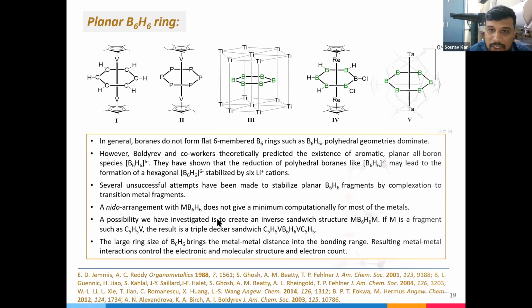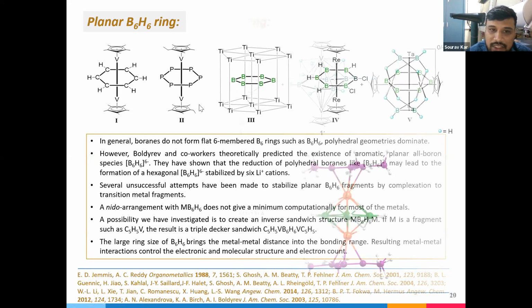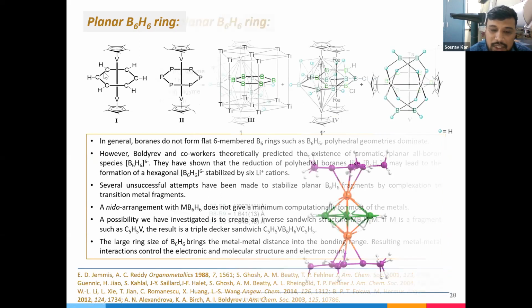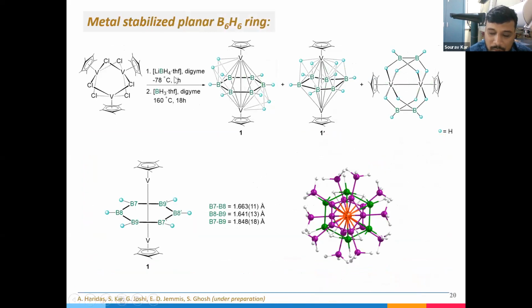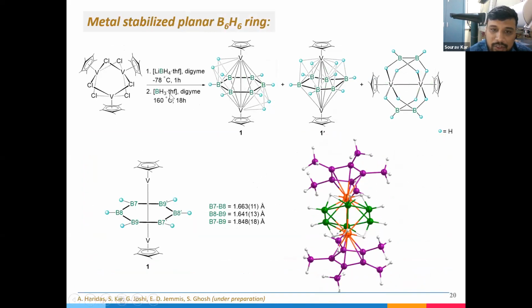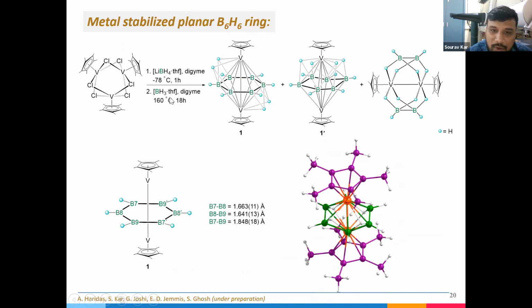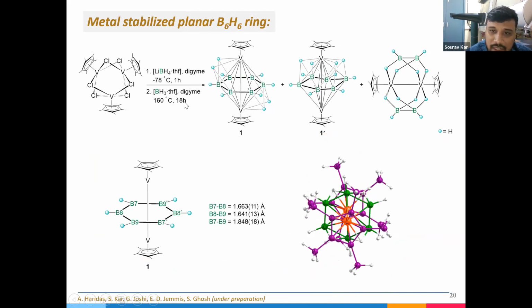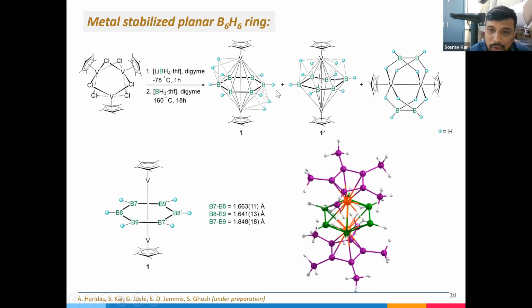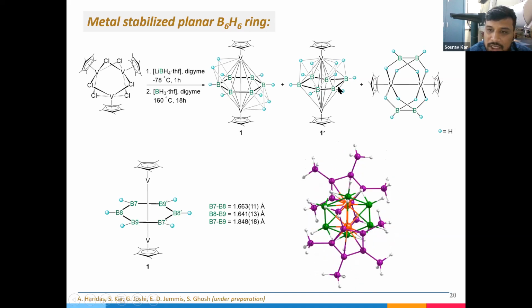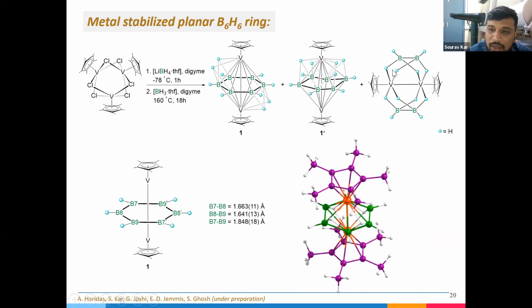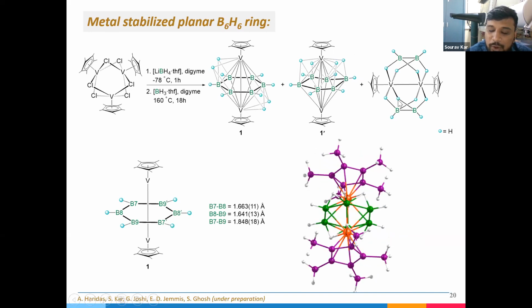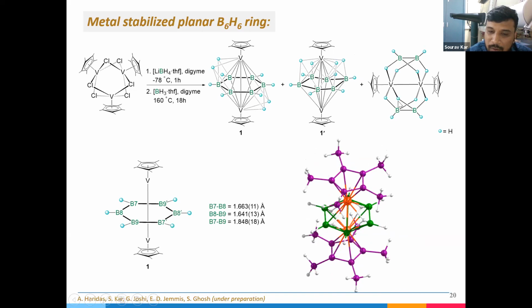And based on that, we have carried out the reaction of Cp star vanadium Cl3 with lithium borohydride, followed by treatment with BH3 THF under thermal, high temperature thermolytic conditions, which led to the formation of two types of B6H6 ring with a lot of hydrogen support, along with one vanadium-B4 metalloboron.